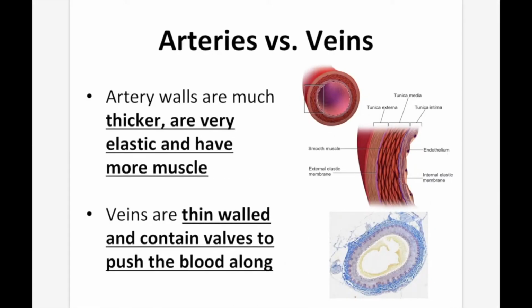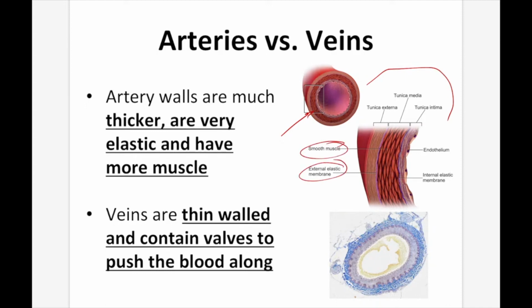Arteries versus veins. Now, there are pretty significant differences between structures. Artery walls are much thicker, are much more elastic, and have more muscle. So this is an example of an artery right here. And you can see that it's got lots of muscle. It's pretty strong. You can see here in the zoomed in version, we're going to have smooth muscle, we're going to have an elastic membrane, and it's going to be pretty strong. It's going to be able to go back to its original shape.